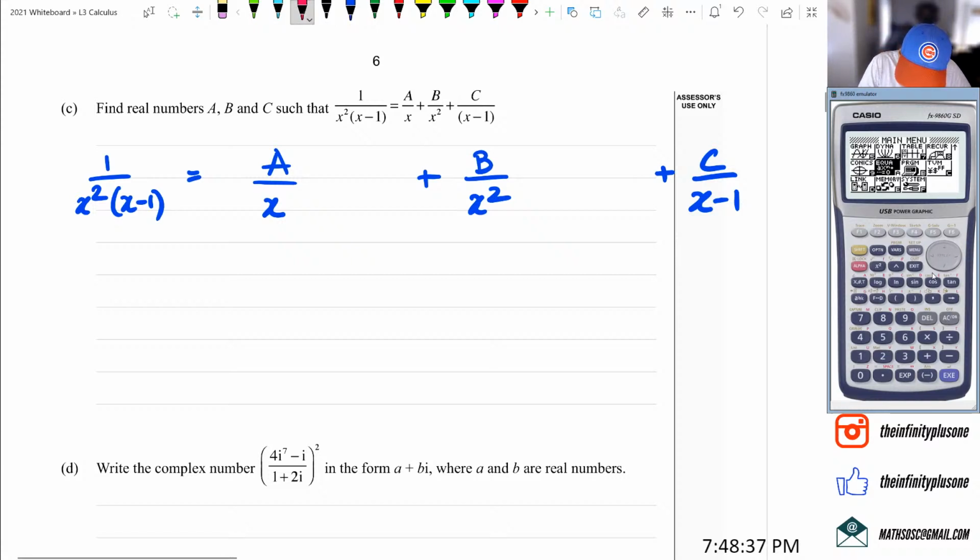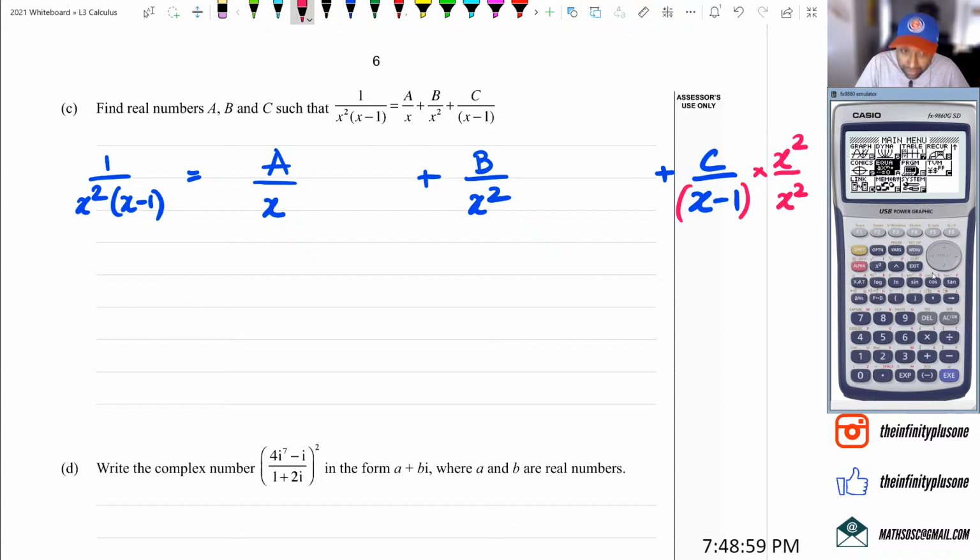I'm going to do the c fraction first, just so you can see what's happening. We've already got x minus 1 here, but what we don't have is x squared. So I'm going to multiply by x squared in the denominator, which means I'm also going to multiply by x squared in the numerator. All right, so that's c done.